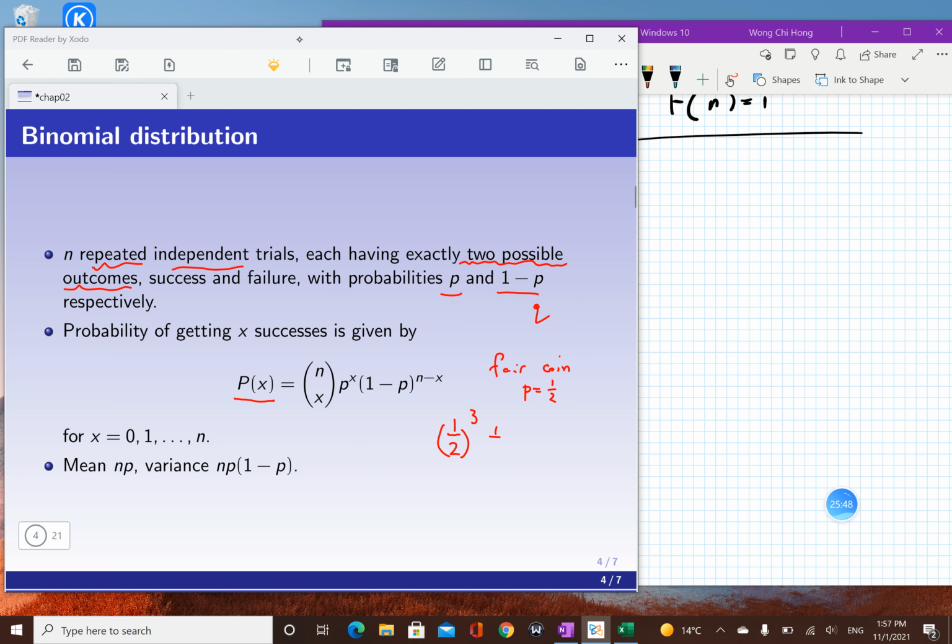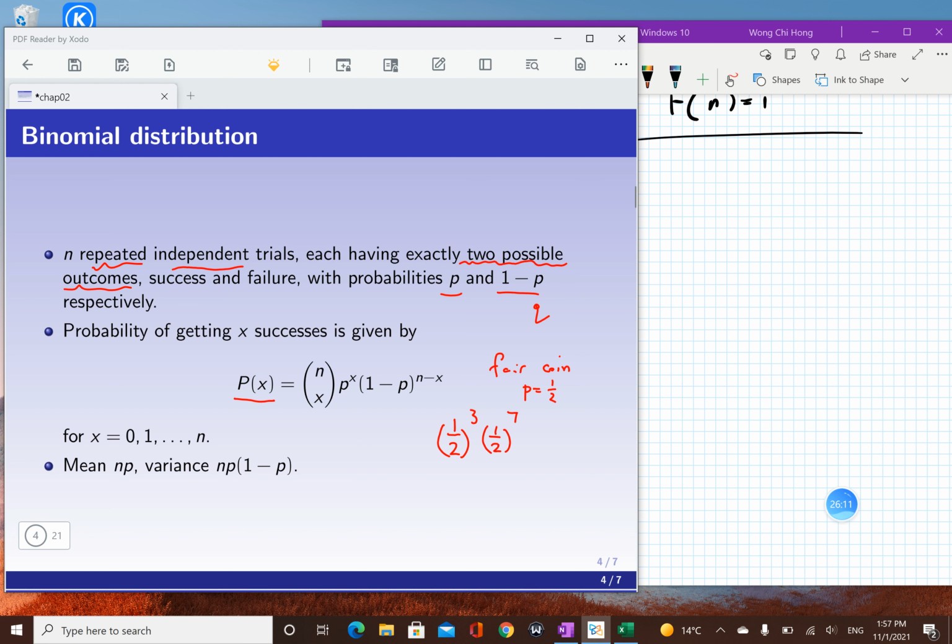So you get 3 heads. Don't forget, many people would. If I ask you what is the probability of getting 3 heads when you throw a coin 10 times, that means not only are you getting 3 heads, you're getting 7 tails. You must not forget this extra bit here.